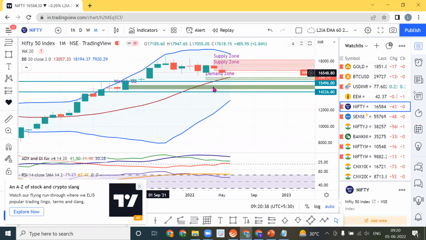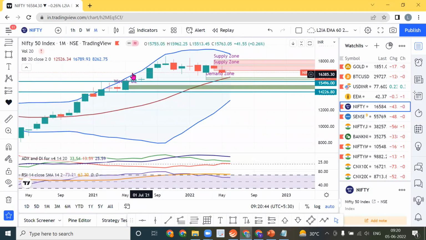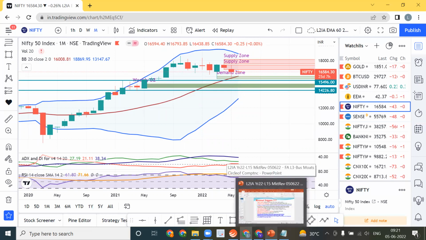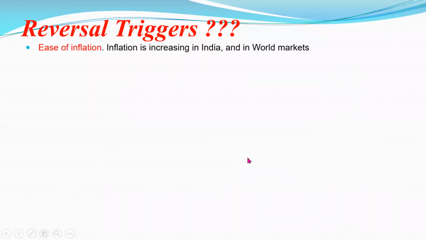So if you see in this particular period, we are seeing that there is a continuous movement in a parallel direction, just moving sideways, a consolidating market. So it is going to be tough for the Nifty to move upwards. So don't expect any major positive upward trend. Let us see the reversal triggers, how the reversal can happen.